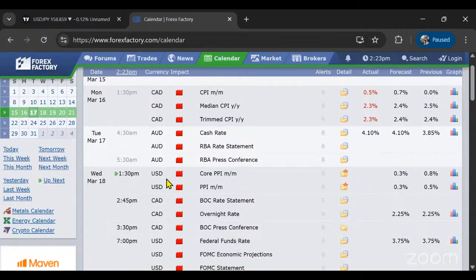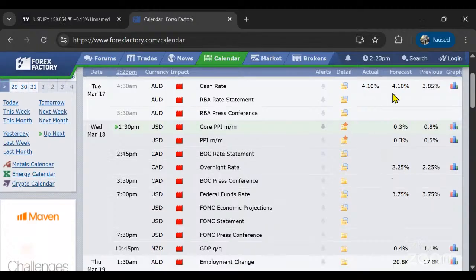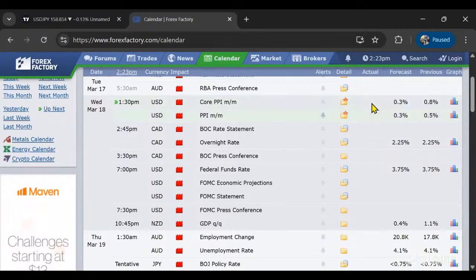We have USD here. This one is tomorrow, 1:30. This one is called PPI. Now, as you can see, if you come to this core PPI, they have not given us the actual price, because they have not released the news yet.